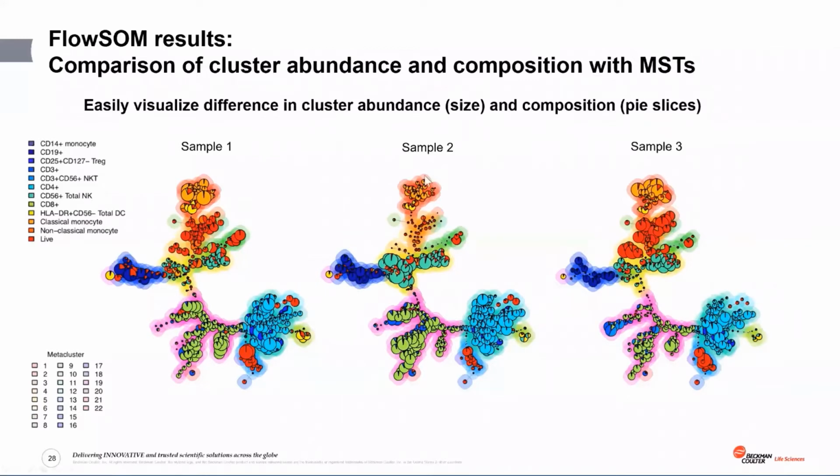For example, sample 2 has much smaller pies in this top metacluster. It has much smaller pies in the metacluster right below it, and a lot larger pies in this middle section here. Your eyes can probably see some other differences as well. So this is how we compare them visually.